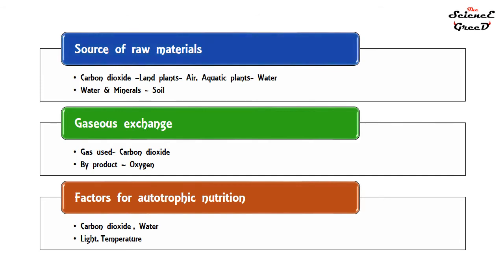For the photosynthesis process we need raw materials such as carbon dioxide. Land plants: air. Aquatic plants: water. Water and minerals: soil. Gaseous exchange: gas used is carbon dioxide. Byproduct: oxygen. Certain factors affect autotrophic nutrition: carbon dioxide, water, light, and temperature.